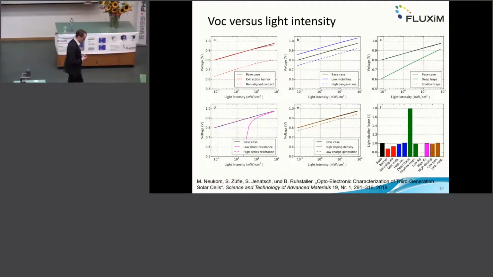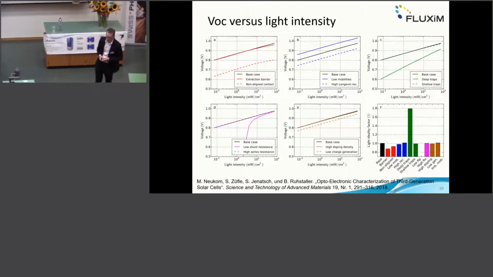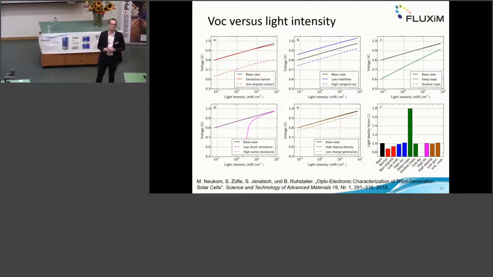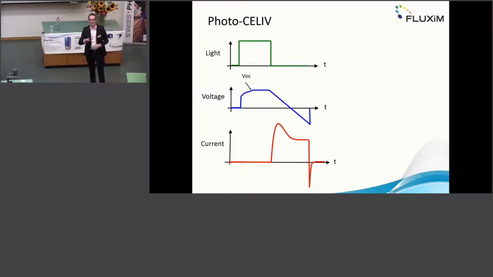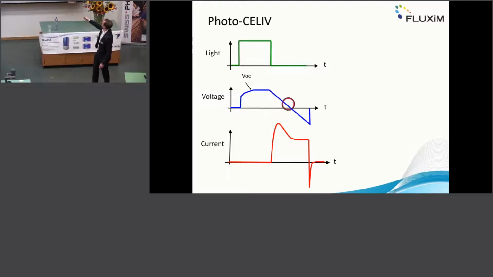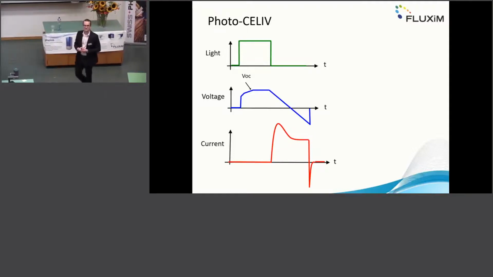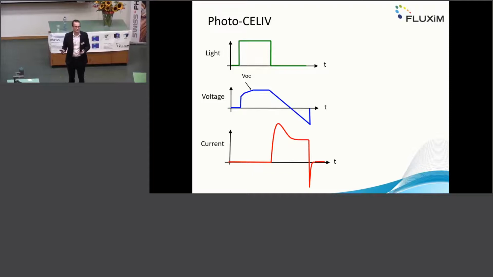Okay, let's go to a bit more fancy techniques. A technique that is very popular for organic solar cells, and it's also been used for perovskite, is so-called photo-CELIV. It works like this. You first create some light in your solar cell, and then you have a voltage ramp to the negative. So what you see here, this is the voltage. So you have a linear ramp in the negative direction, and what you get is a current. Sometimes you get a peak, and you get a constant displacement current. This technique is often used to estimate the charge carrier mobility.